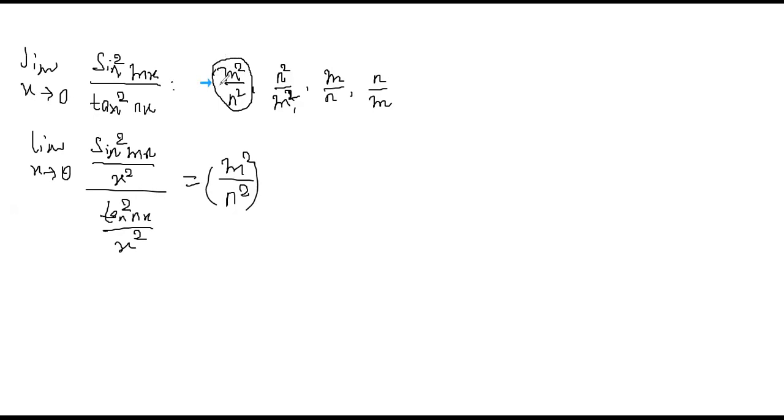Did you get m over n square? How does it become m square by n square? Okay, I'll explain. You can write sine square mx by x square.